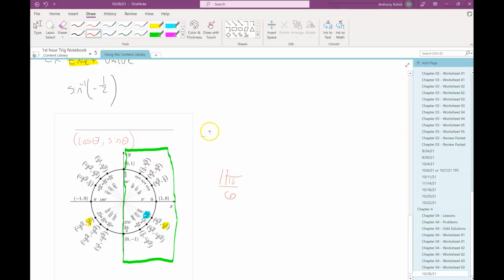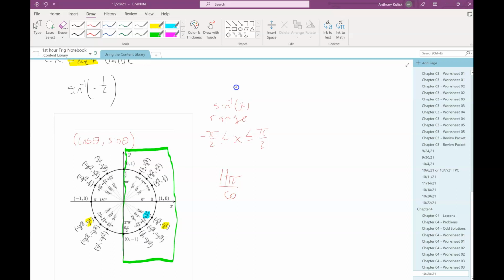Remember the range for sine inverse is negative pi over 2 to positive pi over 2. 11 pi over 6 is too big. So we just need to find an angle that's coterminal to this that does fall in that range.